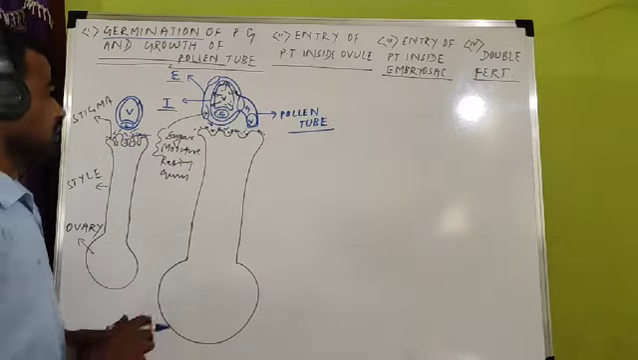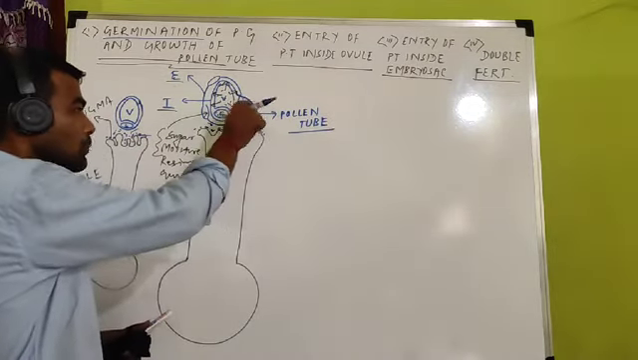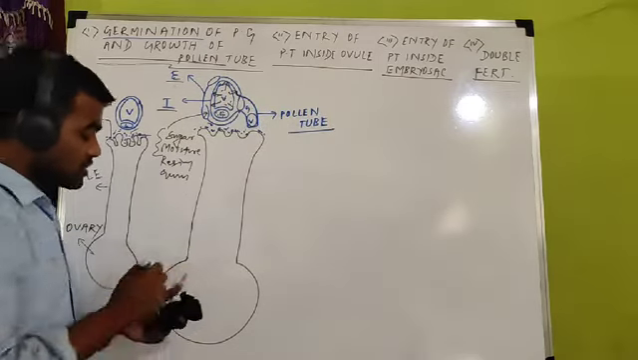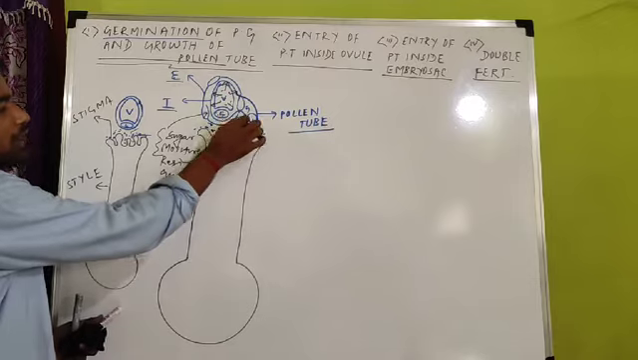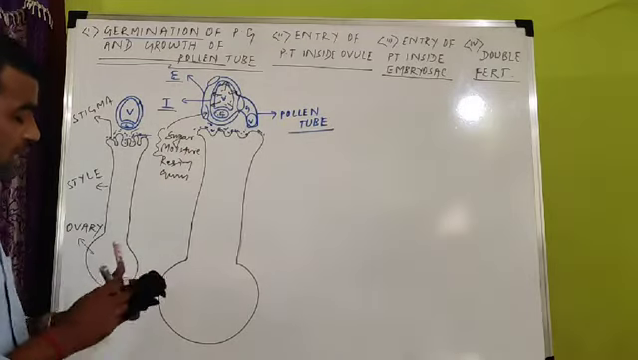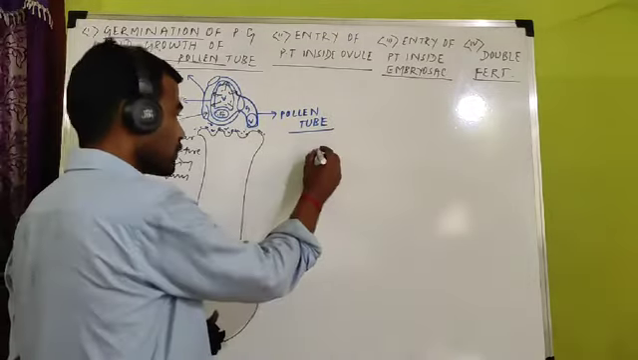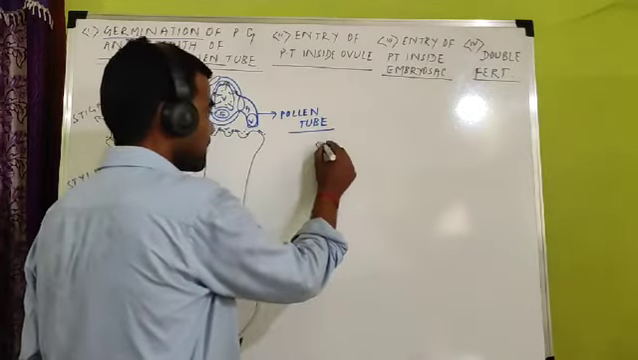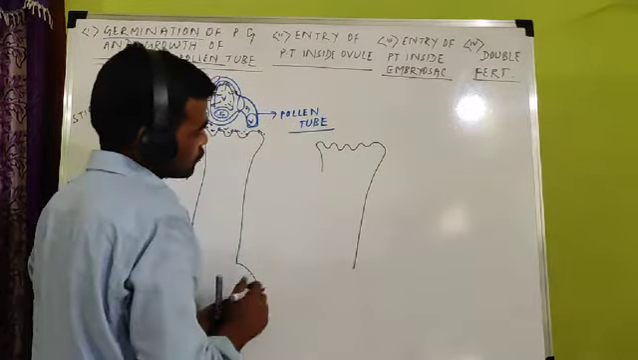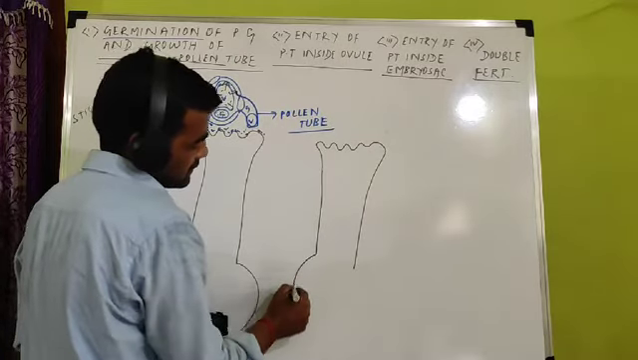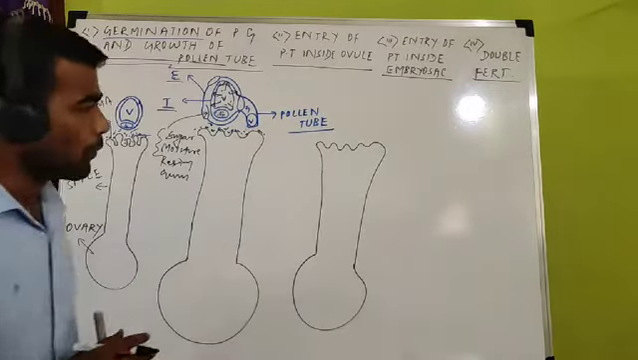And now the pollen tube grows inside the style. This part is the style. So first it is formed on the stigma. Now it grows towards the style. How? If you look clearly at the diagram, this is the stigmatic surface, this is the style, and the lower portion is the ovary. This is the last portion, ovary.